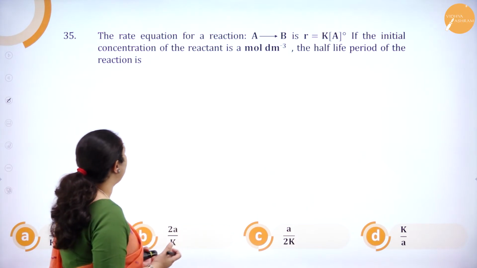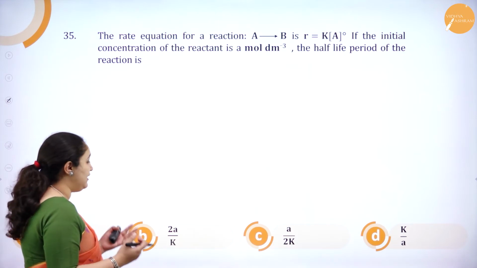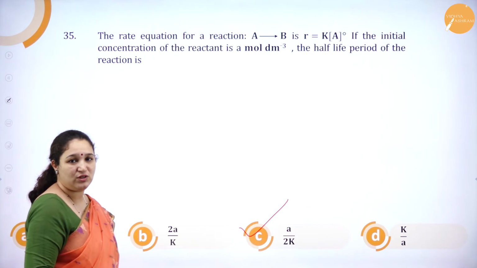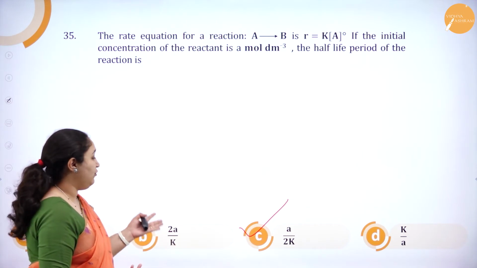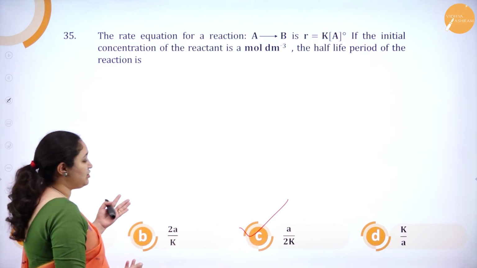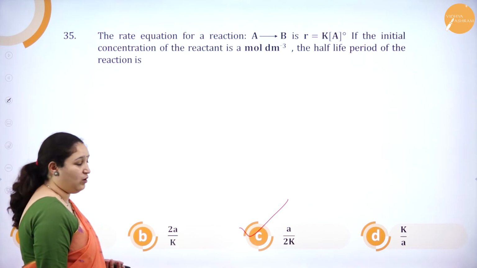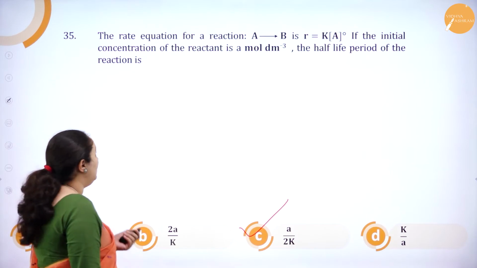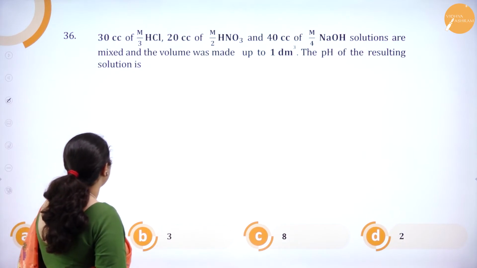So what is the half life period for zero order reaction? It is A by 2K, isn't it? So option C, direct, factual, you have learned the derivation. So the half life period of the reaction is A by 2K. Okay, so option C is the correct answer. Fine, we'll go to the next question.